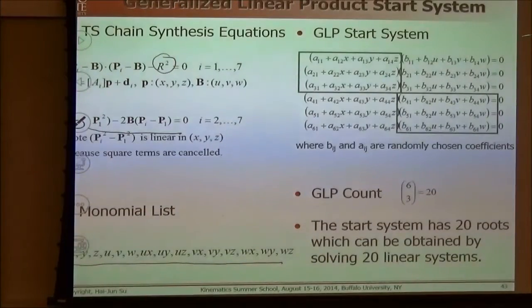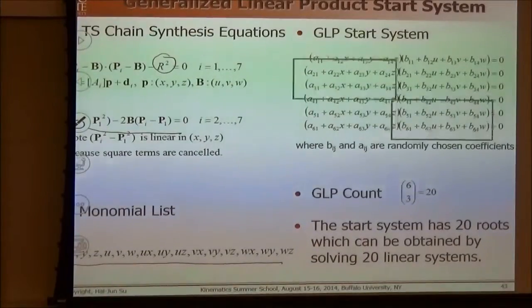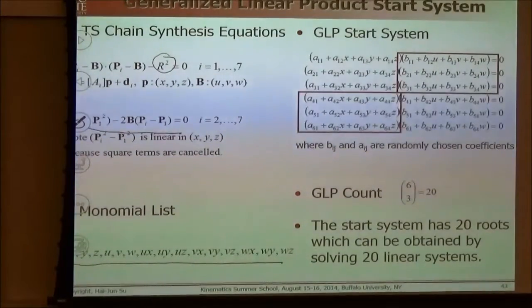That means if I use a GLP start system, a general linear product start system, I only need to check 20 paths instead of 64. Actually, this system is exactly 20, so I get the exact root count. That's the best case. You're not wasting any time tracking solutions that you don't want.